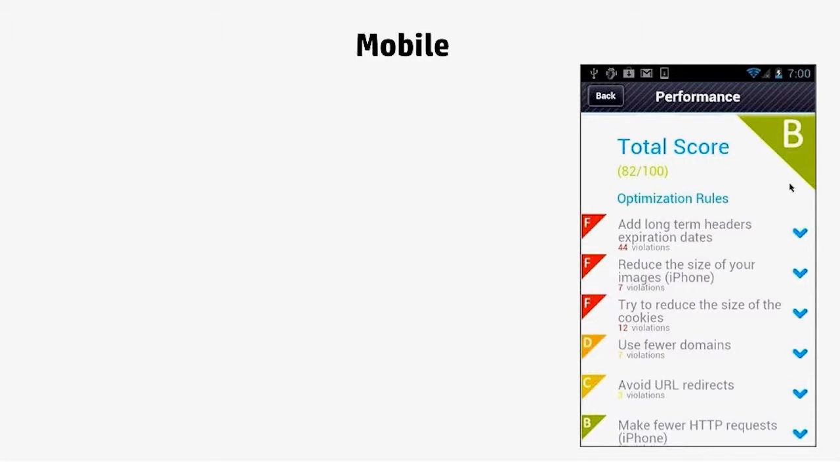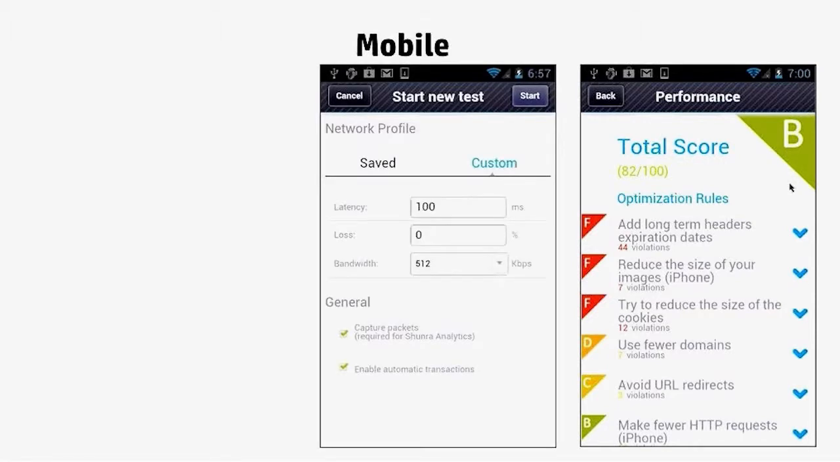And by the way, there's a different set of optimization rules specifically for mobile devices. But what Google's PageSpeed doesn't have is the ability to vary the impact of network impairments, latency, loss, and bandwidth on their score. The screen on the left allows us to tweak the knobs and see what difference it makes to the score by having differences in latency, loss, and bandwidth.